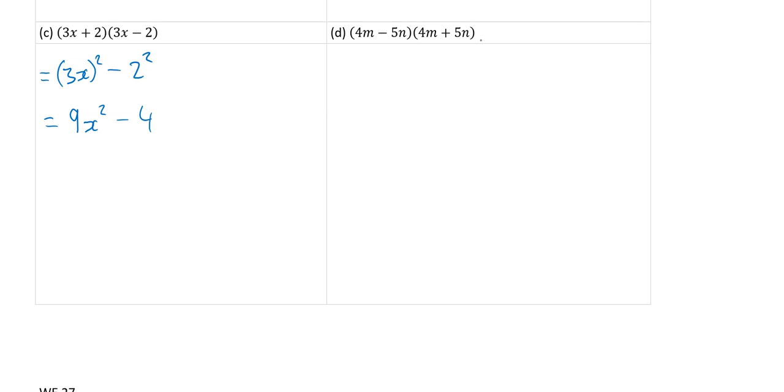Okay, so do the same thing here. We've got 4m and 5n. What's my A? Yep, and my B. Okay, good. So we're going to have in brackets 4m squared minus in brackets 5n squared, which would come out to be 16m squared minus 25n squared. Yeah, exactly. Okay, cool. And then we're done.